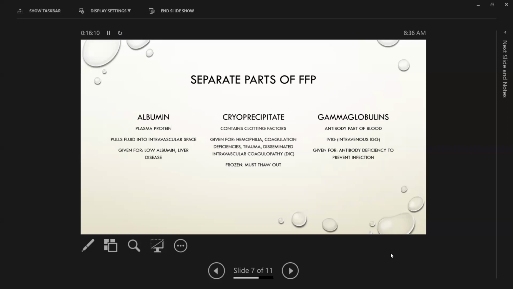Cryoprecipitate. Cryoprecipitate contains clotting factors 8, 13, fibrinogen, von Willebrand factor, and fibronectin. So it's got clotting factors, and it's given for clients that have clotting deficiencies, right? So it's given for clients that have hemophilia, and maybe they're actively bleeding. Clients that have coagulation deficiencies, things like von Willebrand's disease. Clients that maybe are in a trauma that have a coagulation problem.